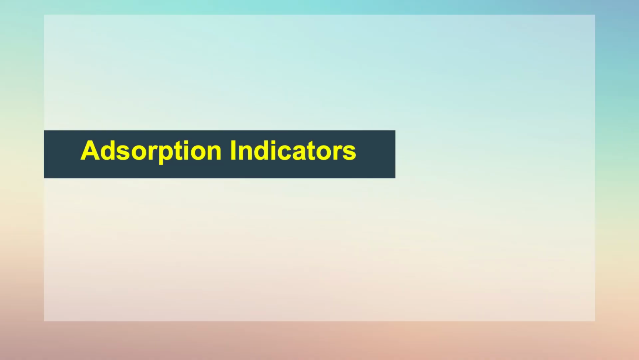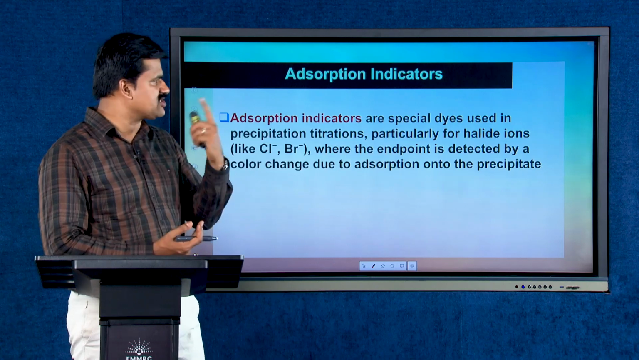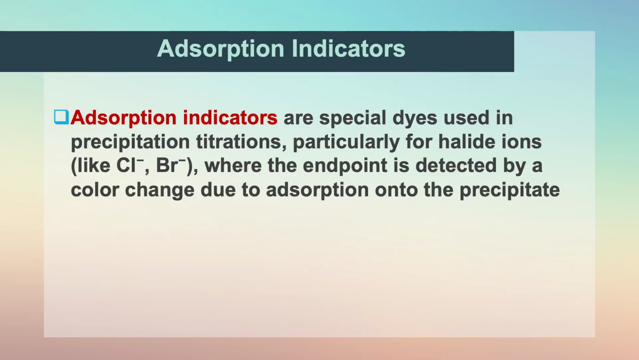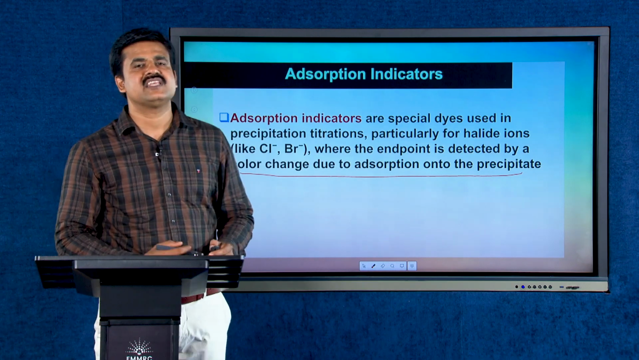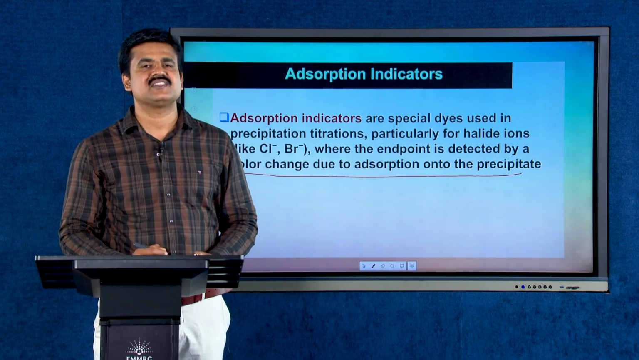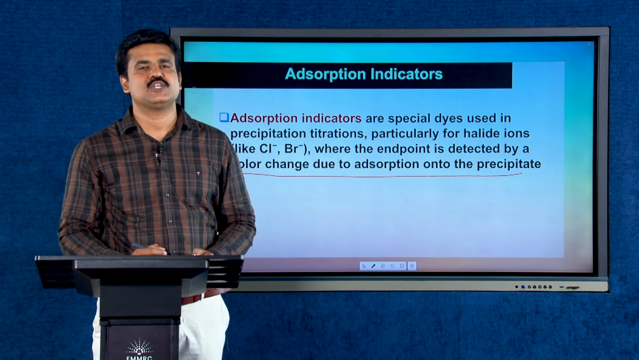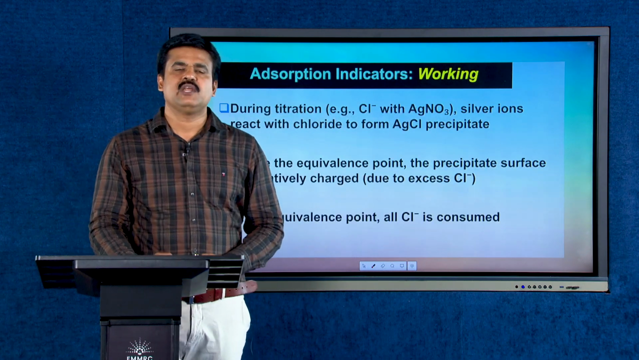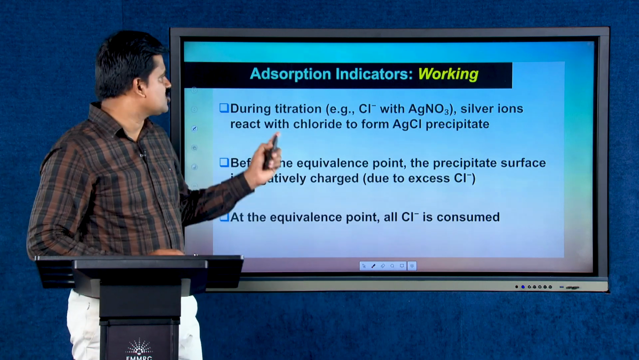We are discussing adsorption indicators. Adsorption indicators are special dyes used in precipitation titrations, particularly for halide ions like Cl-, Br-, where the end point is detected by a color change due to adsorption onto the precipitate. That is, at the end point there occurs the selective adsorption of the indicator on the surface of the precipitate obtained. Now, the working of adsorption indicators is shown here.